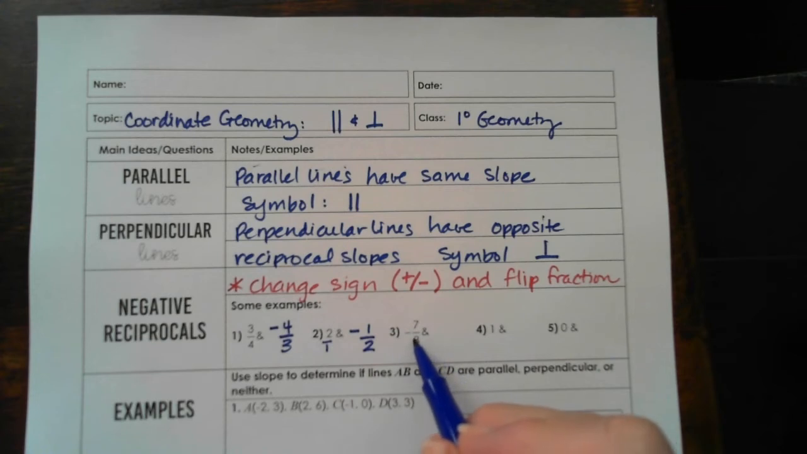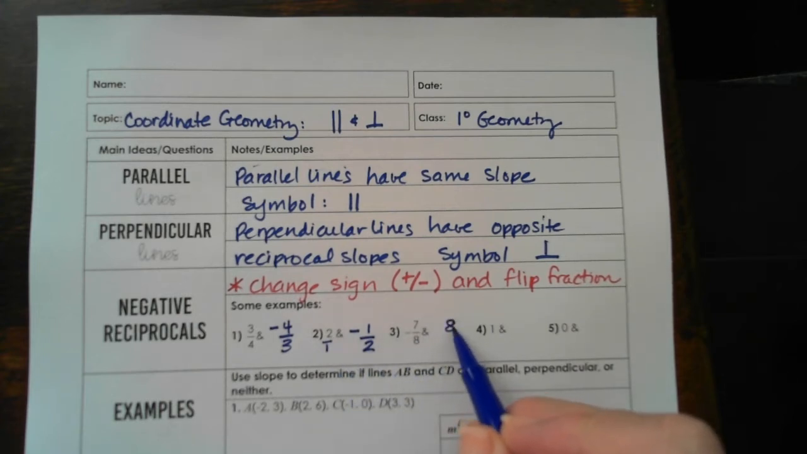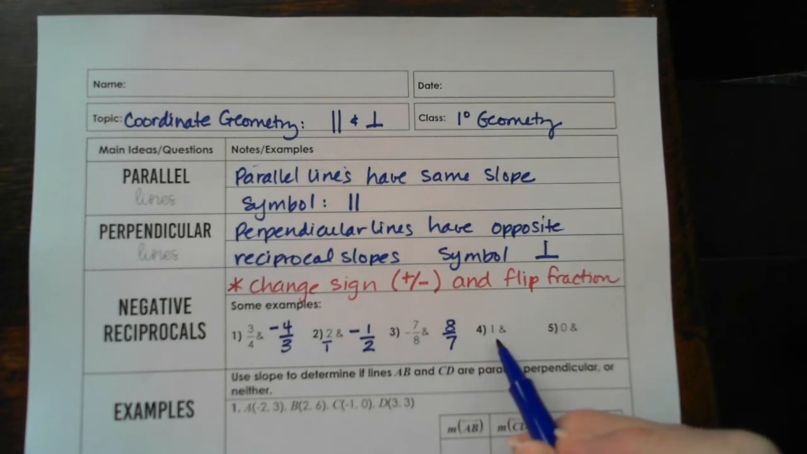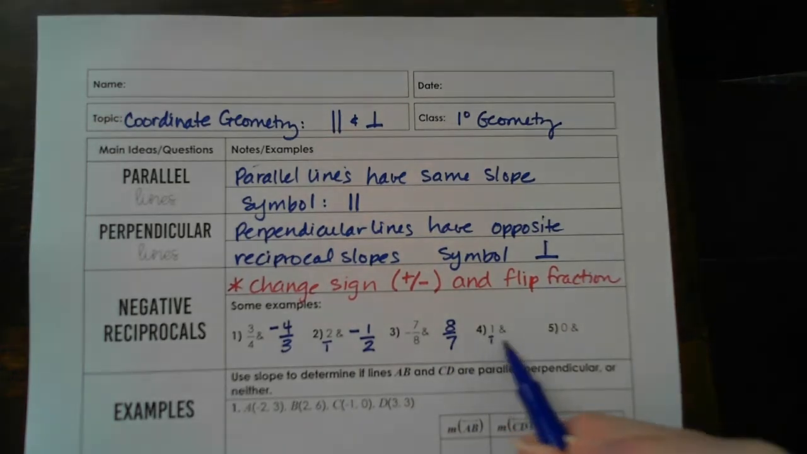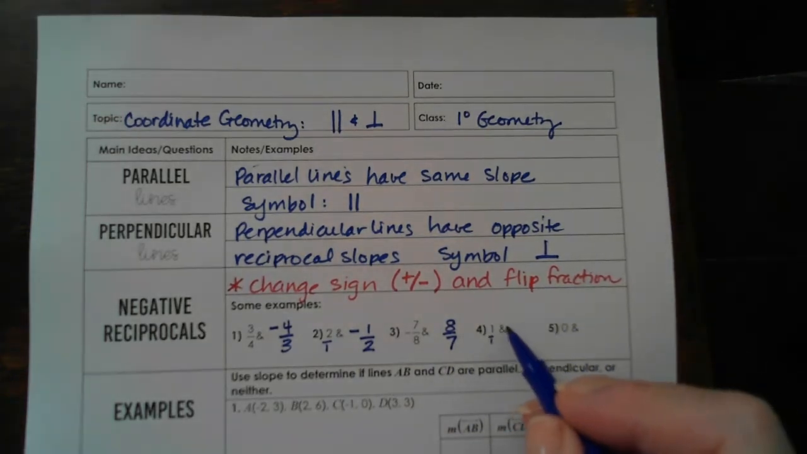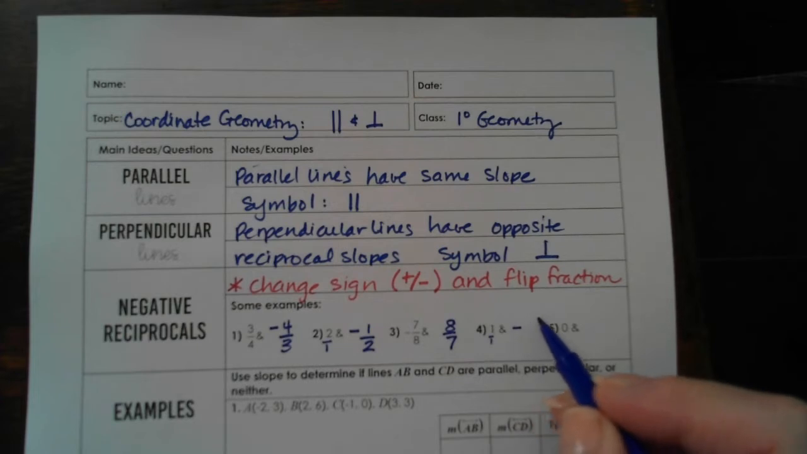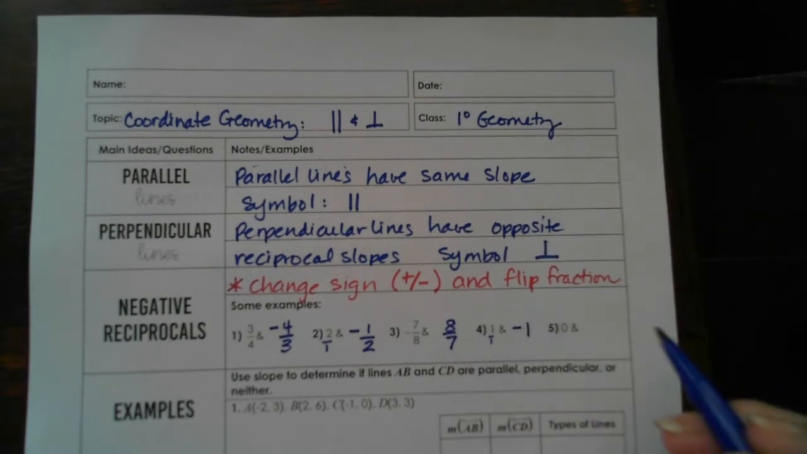This is a negative slope, so its reciprocal is going to be positive. We don't need to write the positive, just the absence of a sign means positive. So it's going to be positive, and then we're going to flip it, 8/7. 1 happens to be 1/1, and this is positive, so it's going to be negative, and then we flip it, 1/1, which is just 1.